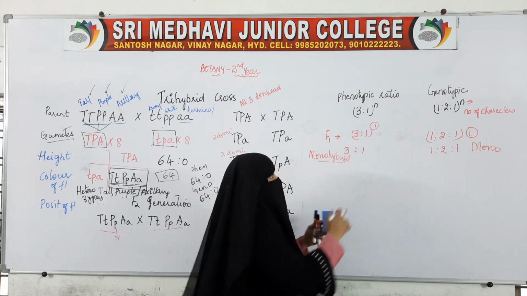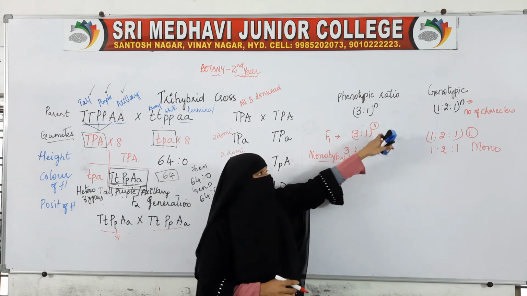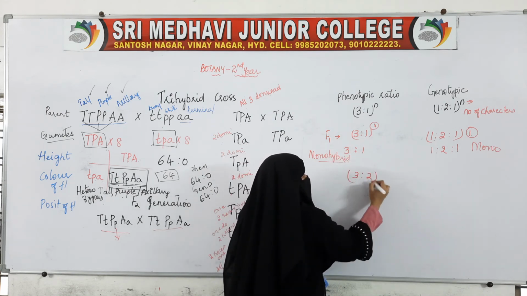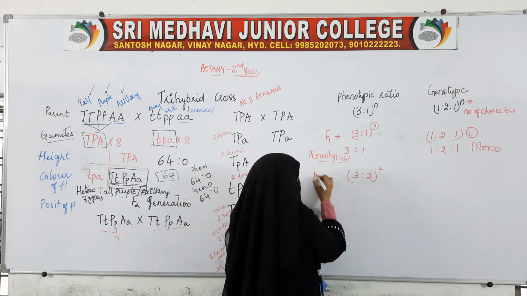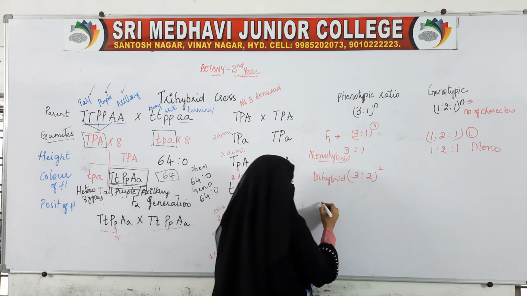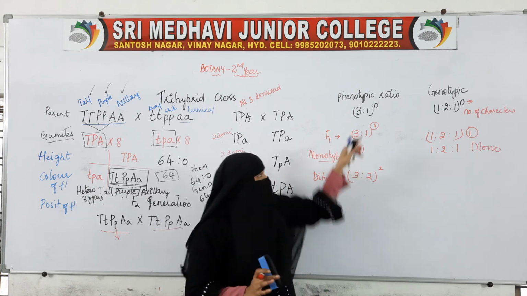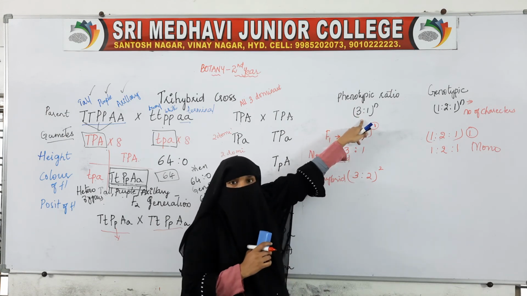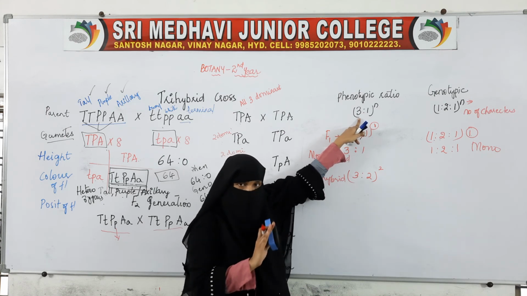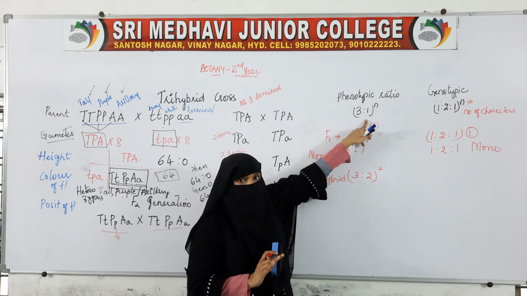So for the F1 generation, we will not take first; for a monohybrid cross we will take 1. For a dihybrid cross you take 3:1 to the power of 2. This is the general formula for finding out the phenotypic ratio.